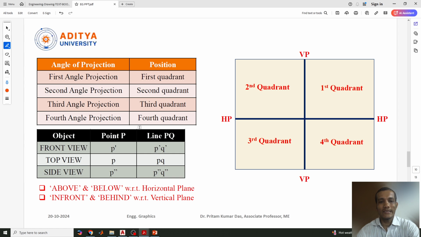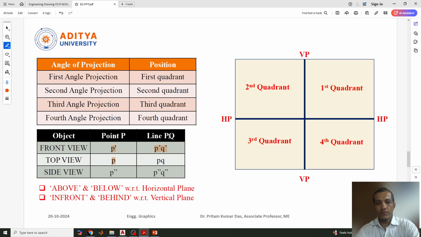Suppose the point P is given. To draw the front view of the point P, we need to mention it as P dash, and if it is a line, then we have to mention it as P dash Q dash. Similarly, the top view of the same point needs to be drawn, and that is denoted by P only, because the point is single. So you need to mark different notations: for front view P dash and top view P.